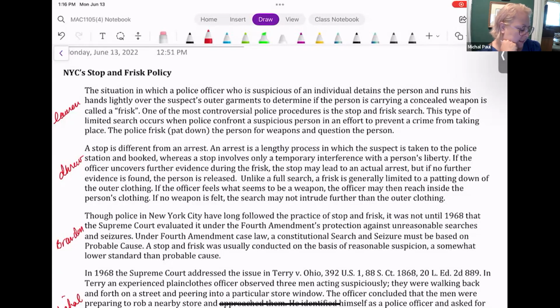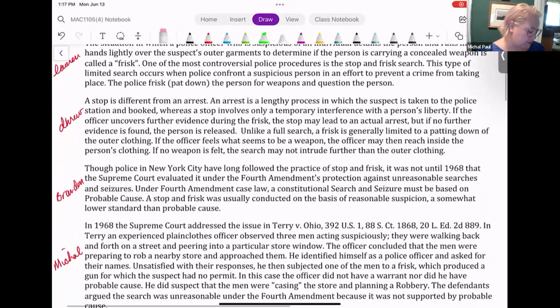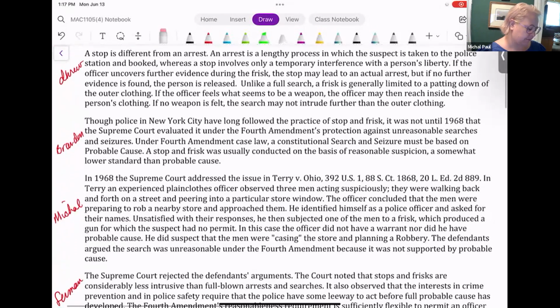So you can see, in particular, this happened in New York City. And so there were a lot of people who were being stopped and frisked. So the question comes down to: is this a legal search and seizure? Brandon, can you read through that paragraph for us?